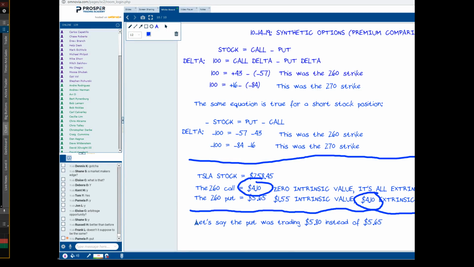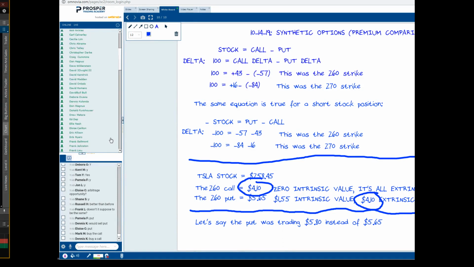What do you mean by put, Pamela? Eloise, what do you mean? Okay, Dennis, you would want to sell the put, and how would you hedge yourself? Okay, Mark, good. Mark said buy the call. Now, how would that be a hedge, and what might be missing to truly hedge that position off?